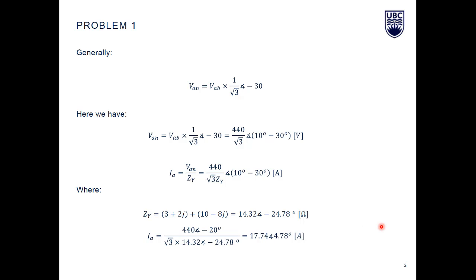So we can find the line current, which is 440 with the angle of minus 20 degrees over square root 3. This part is the phase voltage over ZY, and it will give us the current, which is 17.74 with the angle of 4.78 degrees, and it's in amperes.